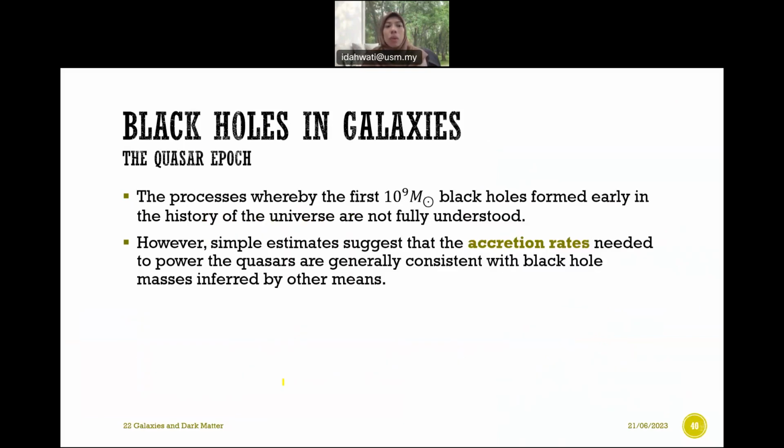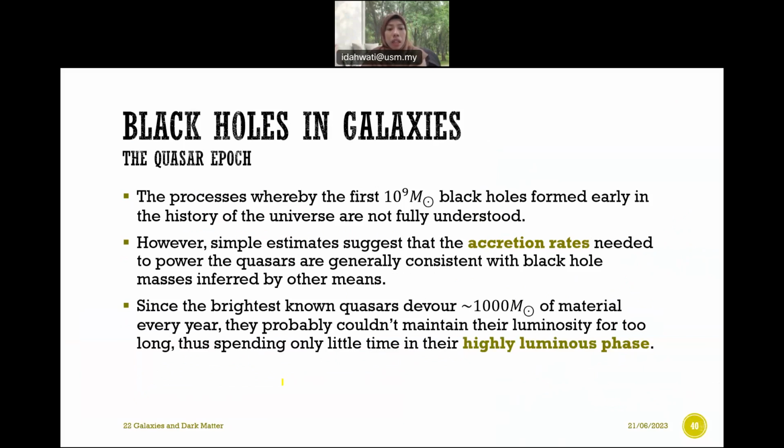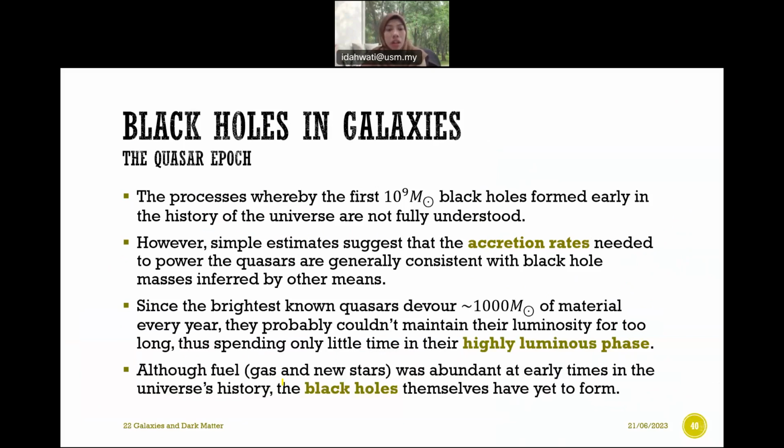The process whereby the first black holes formed carries the history of the universe and is not yet fully understood. However, simple estimates suggest the accretion rates needed to power the quasars are generally consistent with black hole masses inferred by other means, with the quasars spending only a little time in their highly luminous phase. Although the fuel was abundant at early times in the universe's history, the black holes themselves have yet to form.